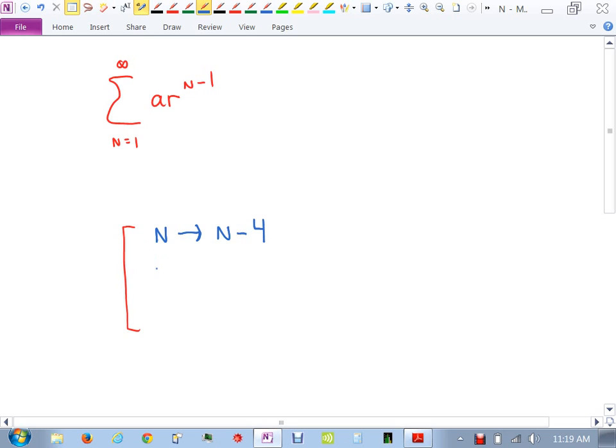If I let my n's become n minus 4s, this sum, n minus 4 equals 1, ar to the n minus 4 minus 1. Yes? Now add your 4 to both sides. Sum n equals 5, ar to the n minus 5. Which again, it worked here, but it won't generally work. Why do you need to add? Because when you have n minus 4, just move the 4 to the other side, then you get 5. Yes? Why do I need to add what? 4.